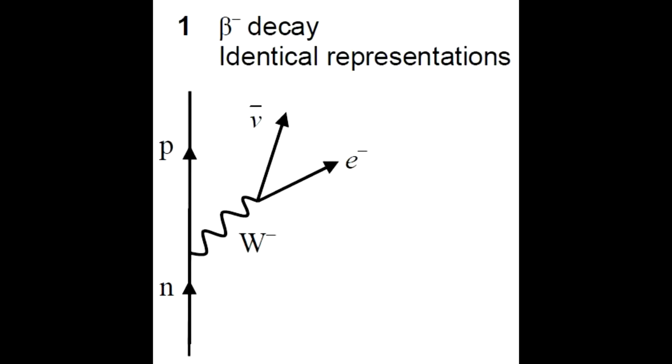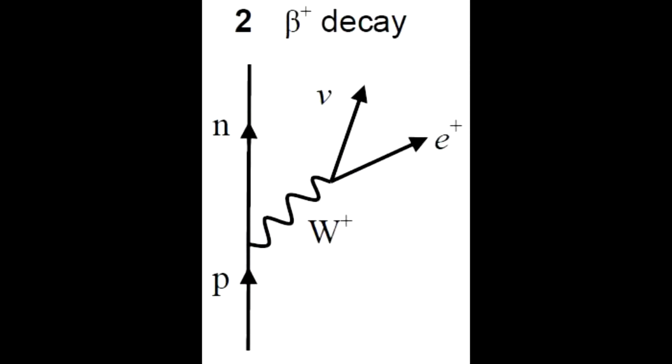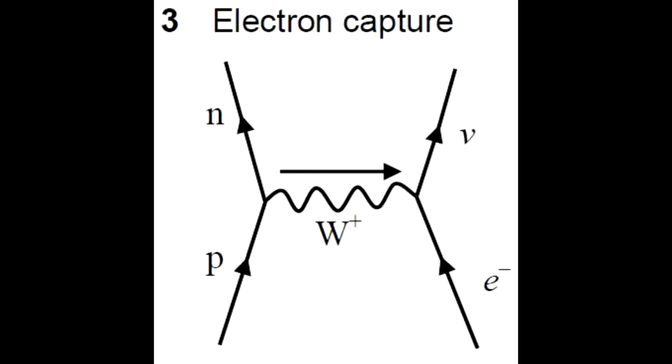In beta negative decay, a neutron turns into a proton, and the exchange is via the negative W boson, and it releases a negative beta particle and an antineutrino. In beta positive decay, a proton becomes a neutron, and the exchange particle is a W boson, and it releases a neutrino and a positron.